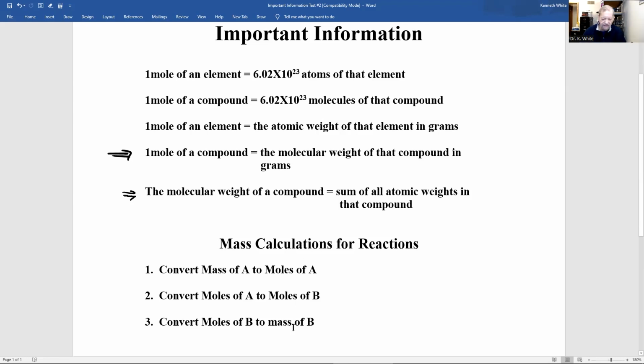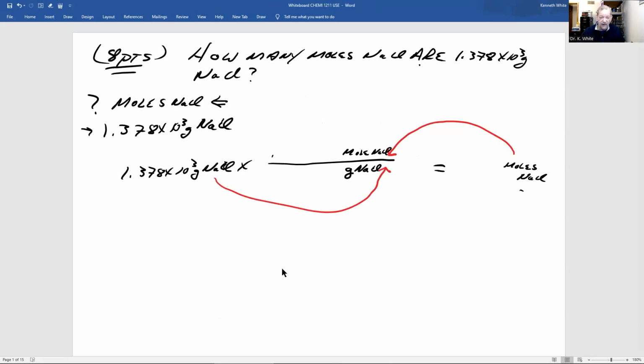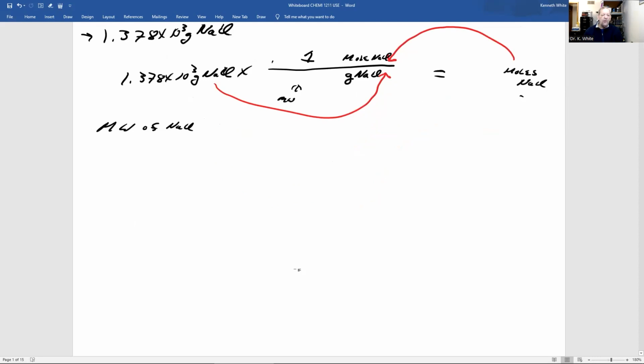So, therefore, what I need here is 1 mole, and here, this is the molecular weight of sodium chloride. MW is shorthand for molecular weight, and we want the molecular weight of sodium chloride. Well, the molecular weight is the sum of all atomic weights in that molecule. There's 1 sodium, 1 chlorine. Now, where do we find those?